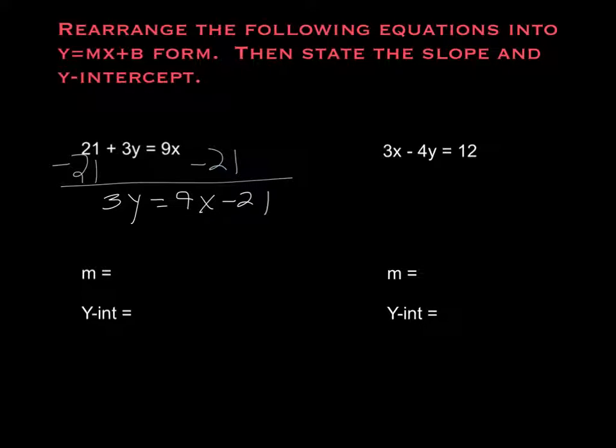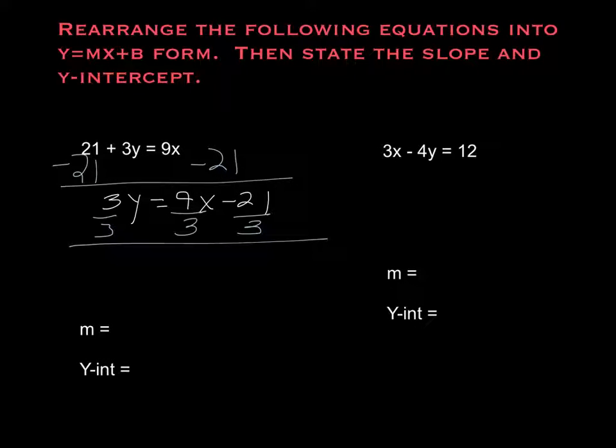Okay, so now I've got this 3 here, and I need to divide both sides by 3 to get y by itself. So now I'm going to divide by 3, divide by 3, divide by 3. That is going to leave me with, let me move this down here a little bit. Okay, that's going to leave me with just y, which is what I want. Woohoo! And then 9 divided by 3 is 3x. 21 divided by 3 is 7.